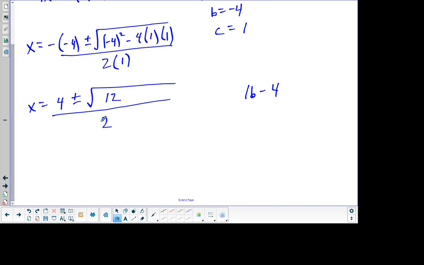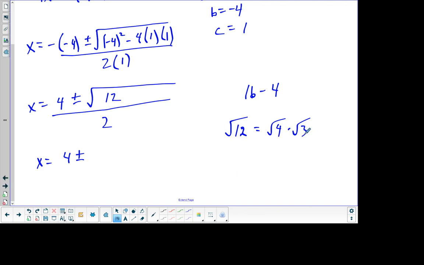Yes. What can we do about the square root of 12? How can we simplify that? Just leave it. Wait, Mr. Starfish, what about the 2? Yeah, we're going to look at that in 1 second. But how can we simplify square root of 12? Think about your perfect square factors. Oh yeah, 4, 3.